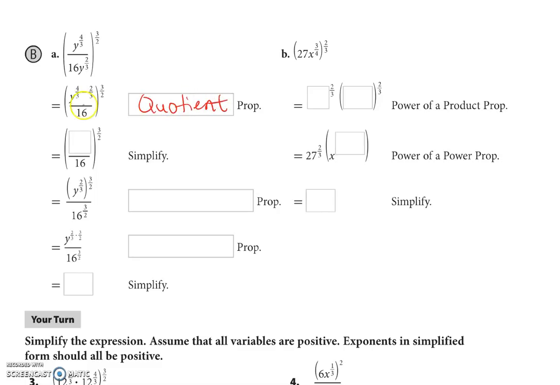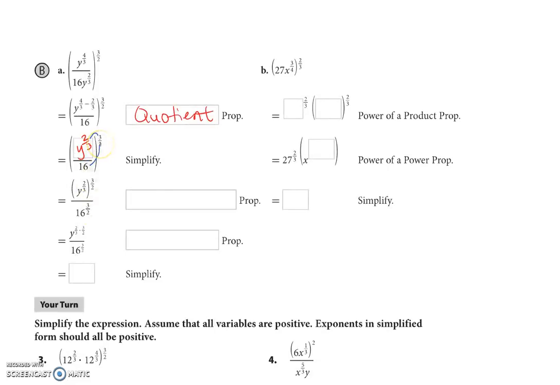And so that was the quotient property. And so I subtract those exponents and I get, 4 minus 2 is 2, so I'm going to get y to the power of 2/3. And now I have an exponent on the outside of both of these, and so I want to take that and distribute it to both the numerator and the denominator. And when I do that, I'm going to simplify.